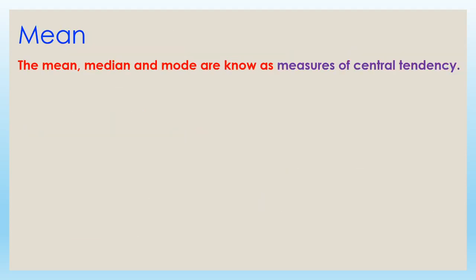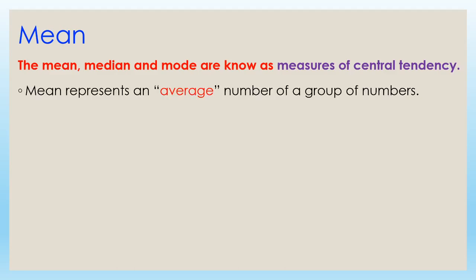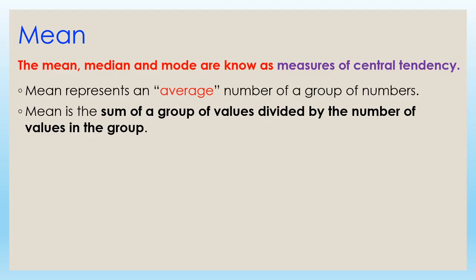The mean, median, and mode are known as measures of central tendency. The mean is what we refer to generally as the average of a group of numbers. The way we work out the mean is we sum up a group of values and then divide by the number of values in that group. So we add up all the numbers and then divide by the number of numbers.